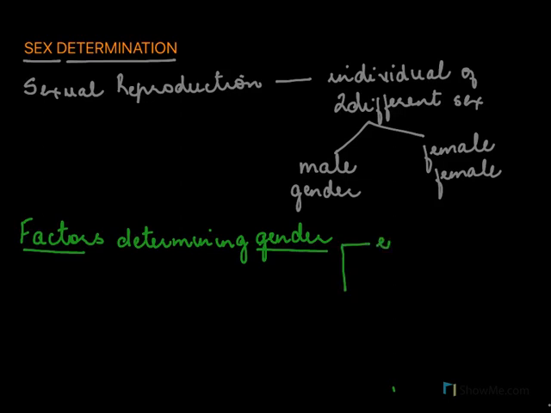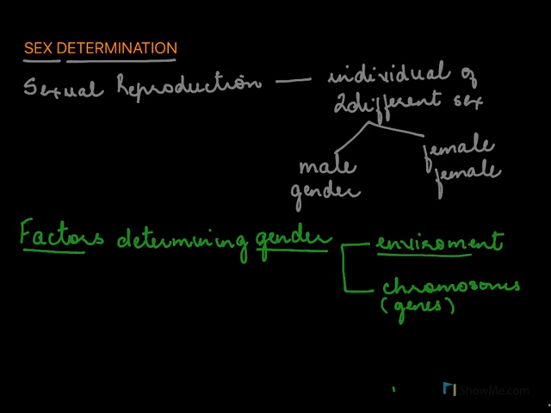One is the environment. How environment determines the gender of the offspring, and the other is the chromosomes or the genes. How chromosomes or genes determine the gender of an organism. Let's first get up to environment.